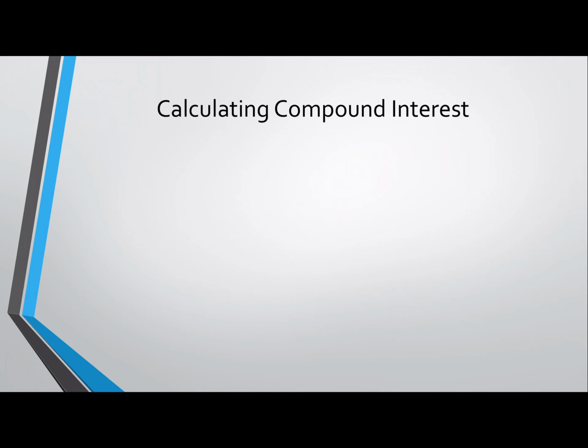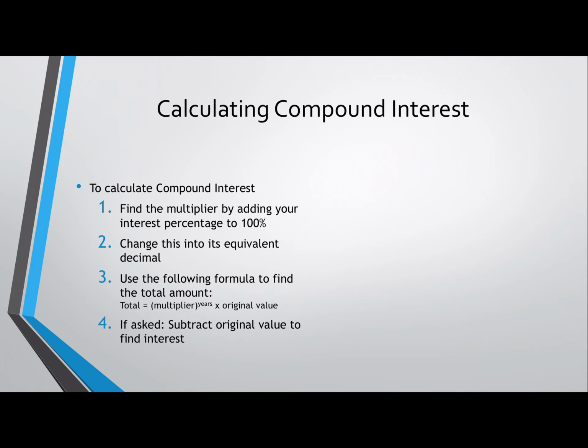So how do we calculate compound interest? So 4 steps for compound interest. First step, we find the multiplier, so that's our decimal, by adding your interest percentage to 100%. We change it into its equivalent decimal by dividing by 100. Step 3, we use the formula that's just below to find the total amount. The total amount is your multiplier, that decimal, to the power of the number of years, times by your original value. And then if they ask, you can subtract your original value to find what the interest is.